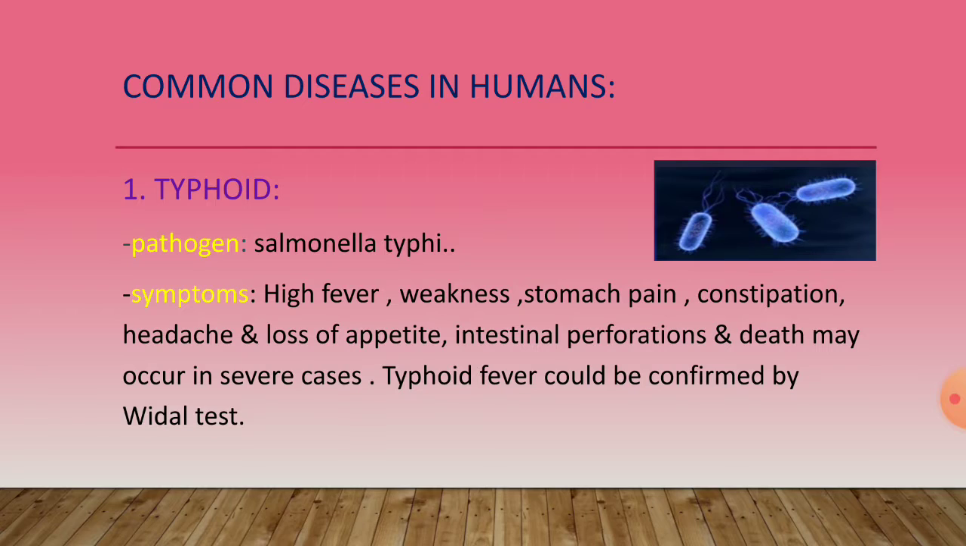In this, the first disease we study is typhoid. The pathogen of typhoid is Salmonella typhi. Symptoms of typhoid are high fever, weakness, stomach pain, constipation, headache, and loss of appetite. Intestinal perforation and death may also occur in severe cases. Now, how could typhoid fever be confirmed? Typhoid fever could be confirmed by a Widal test.